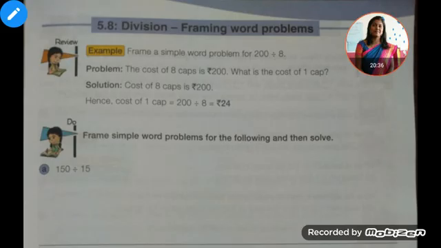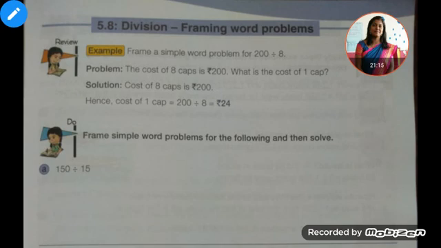If you see, children, in this part 5.8, we are going to frame the word problem. How we used to frame the word problem in multiplication and subtraction, the same concept applies here. I know many students were finding some difficulty in this part, so let me explain very easily. In the example here, they have given a simple problem, 200 divided by 8. You can take any material, like they have taken caps. So the cost of 8 caps is 200. What is the cost of 1 cap?